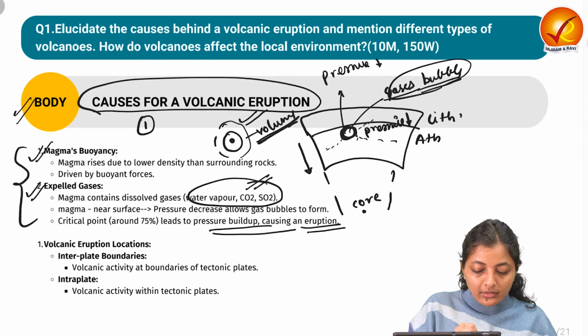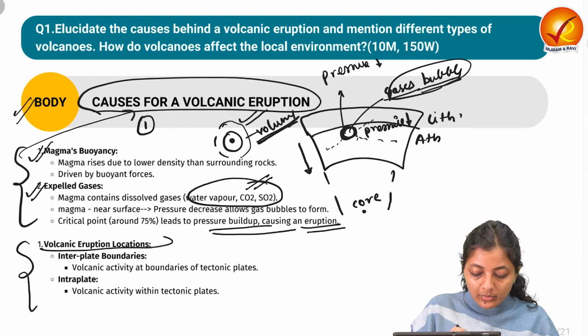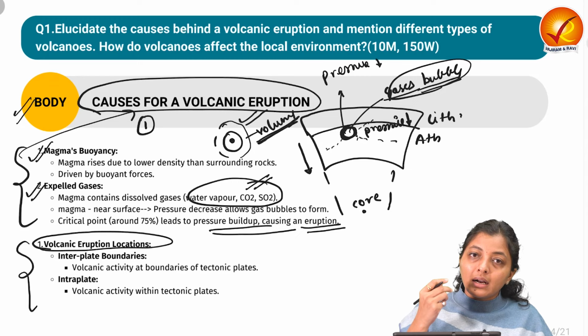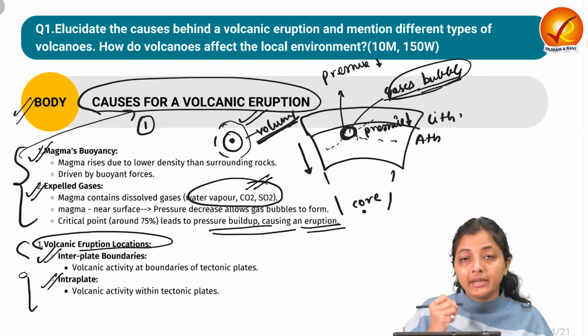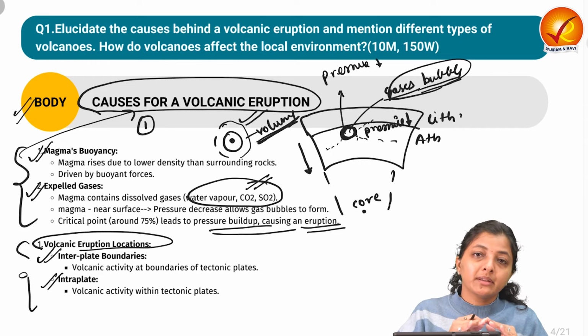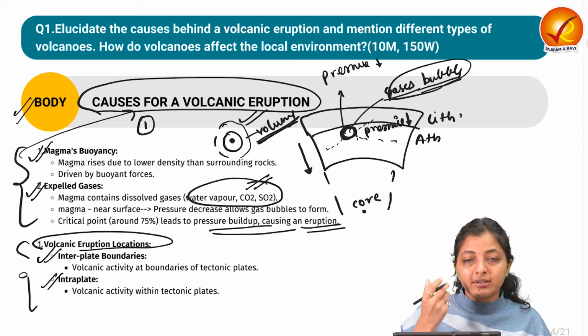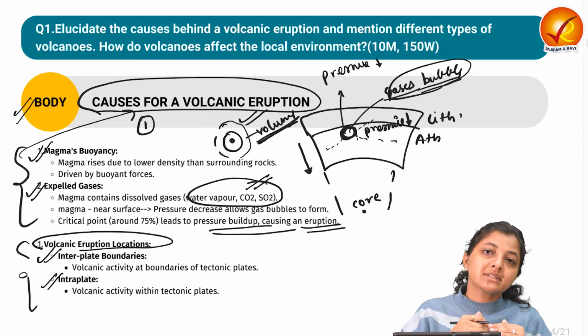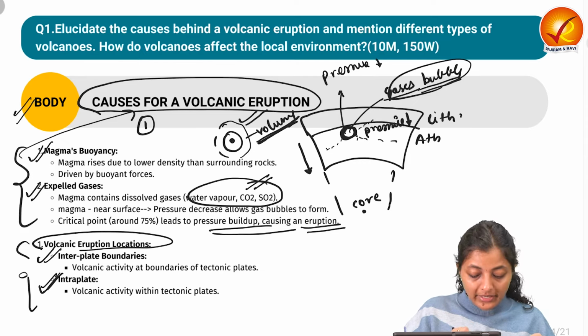So you can talk about the causes for the volcanic eruption, and then you can also talk about that the volcanic eruption occurs at the interplate boundaries or intraplate. Interplate boundaries, when the convergent plate boundary is there or the divergent plate, the pressure gets released and the volcanic eruption happens, and also near the convergent boundary, due to the subduction, volcanism happens. Next is about the intraplate. It is talking about the hotspots.